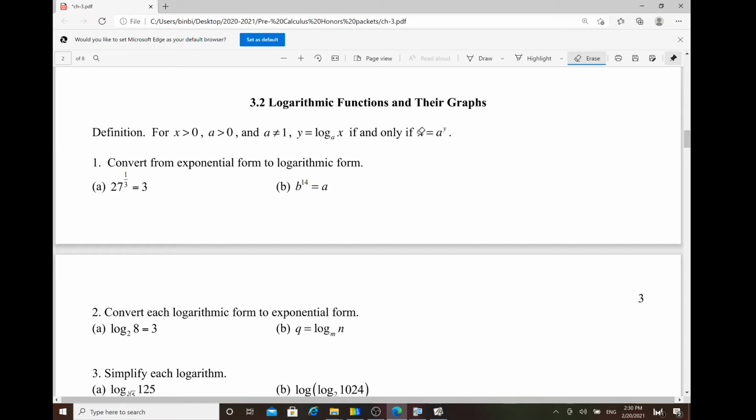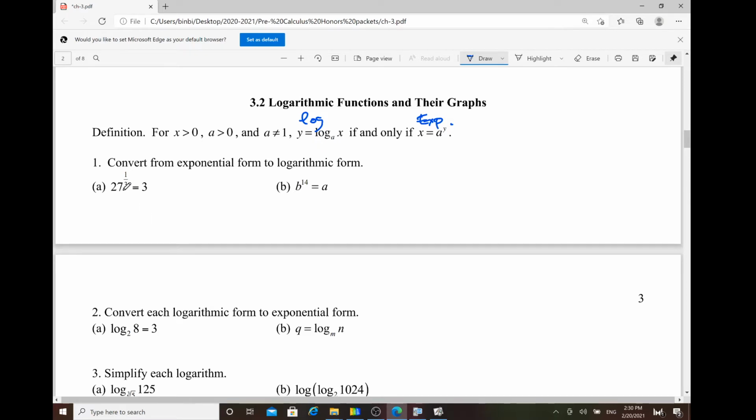This is just a different way to rewrite it. The exponential form is x equals a to the power of y, and this one can be written as the logarithmic form: y equals log base a of x. The way to do that is we keep the same base, a, and then for the power and the variable, we just swap them. So the power and the result, we just swap them.